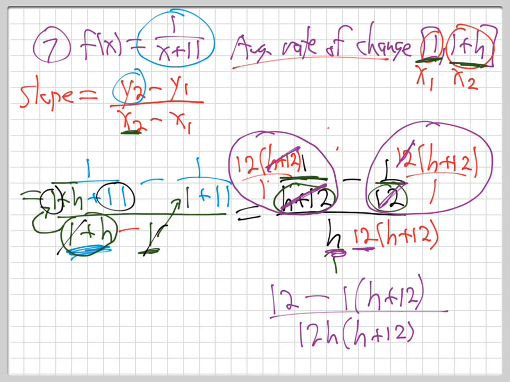One more step. On the top, this minus 1 needs to distribute. You're going to get minus h minus 12. Does everybody see what happened? So the bottom is 12h, parentheses h plus 12. Right. Exactly, Faith, yeah. So it's good.